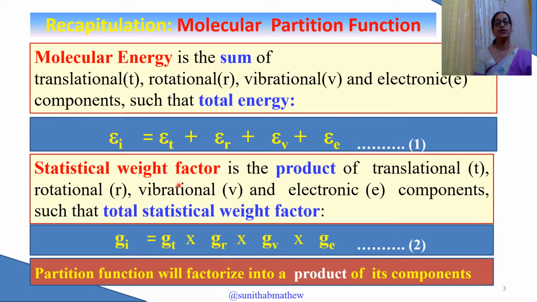The statistical weight factor is given as a product of translational, rotational, vibrational, and electronic components. And the total statistical weight factor is given by Gi is equal to Gt into Gr into Gv into Ge. Let this be equation number 2. Using these two equations, we see that partition function is a product of its components.